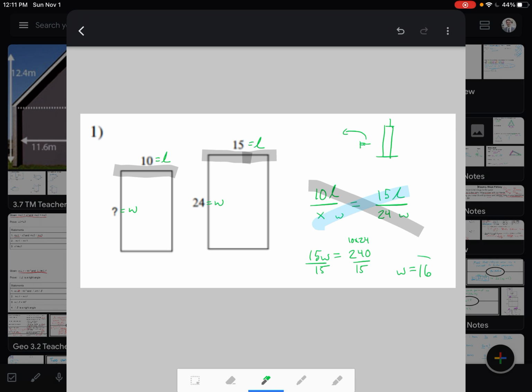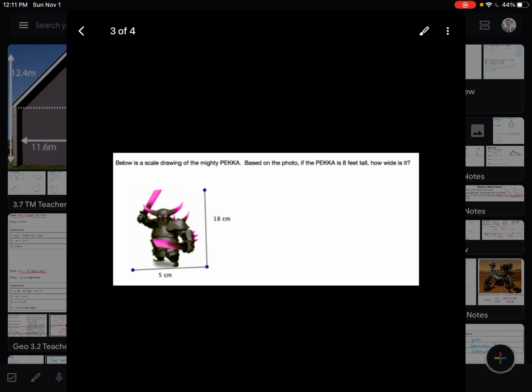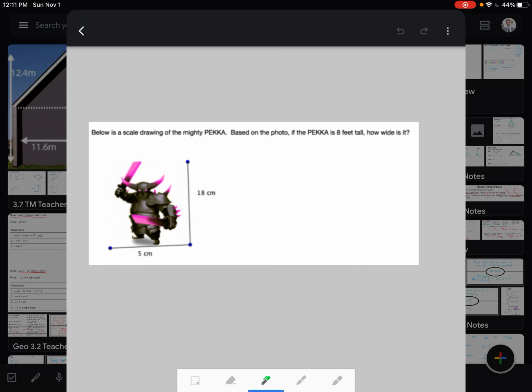Punch that into the calculator. With big numbers, even if you have an idea, it's always good to be 100% certain. We have a width of 16. So let's take a look here. Width equals 16. Is that reasonable? 15 on this shape is a little bit less than 24, and 10 is a little bit less than 16. It looks to be in a reasonably similar proportion, so it looks like we calculated our scale factor correctly.